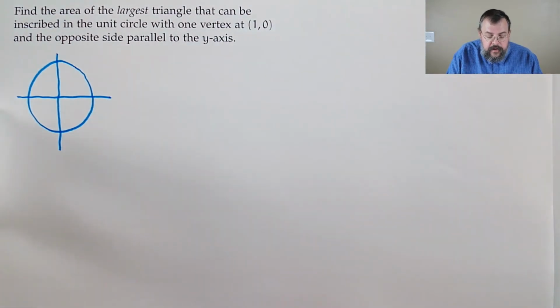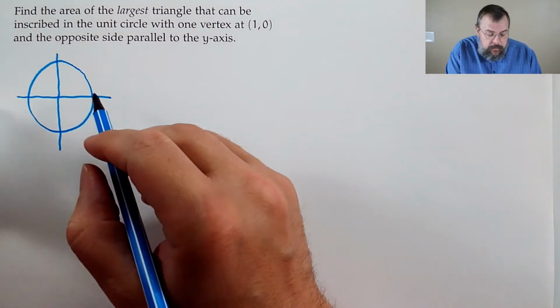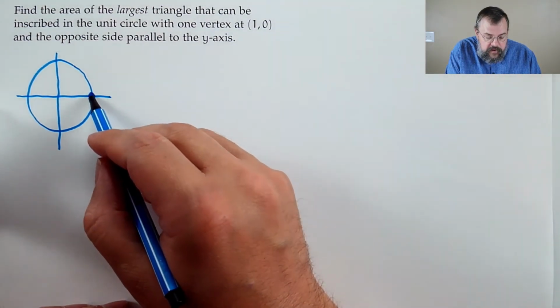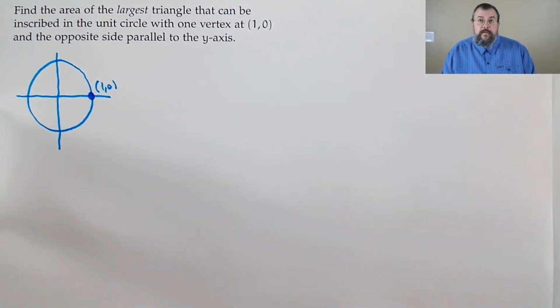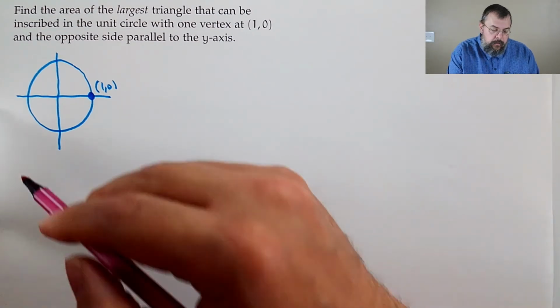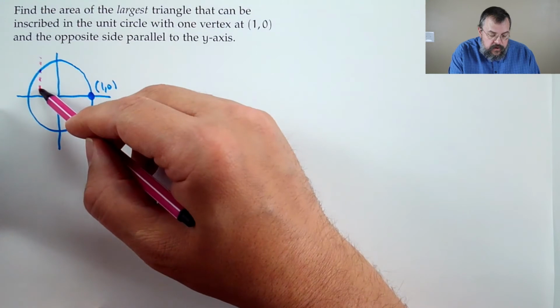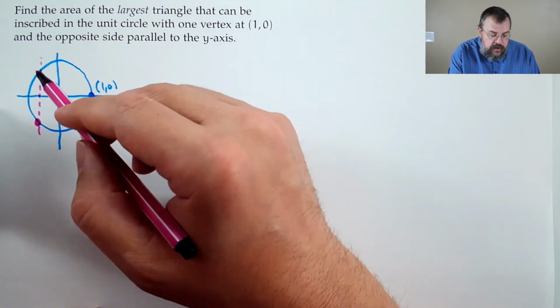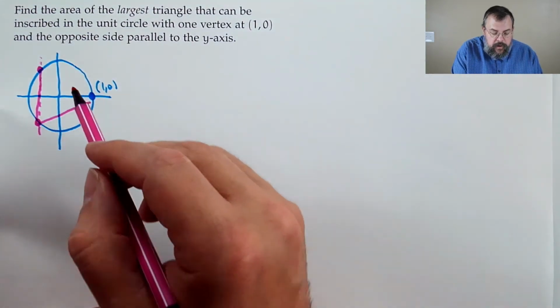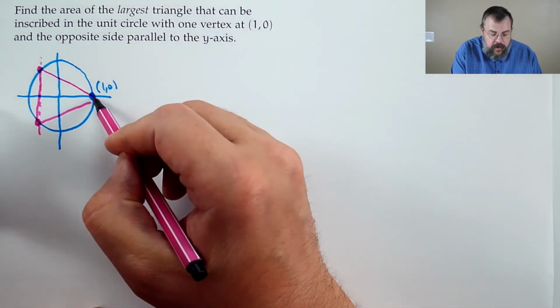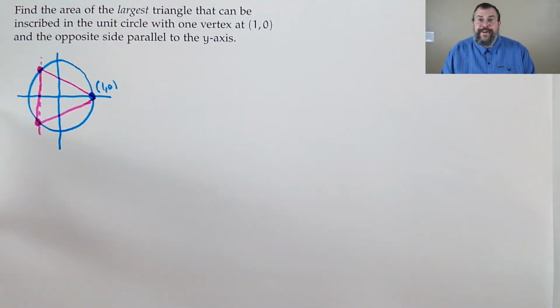All right. And what do we have? We have inscribed, which just means the vertices are on the circle. One vertex is at (1, 0), which means our vertex is here at (1, 0). The opposite side is going to be parallel to the y-axis, so the opposite side will probably be over here. And so here's our opposite side. And there we go. All right, so far so good.